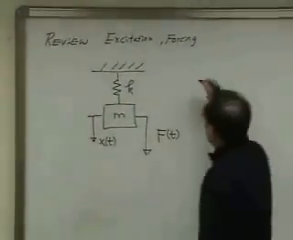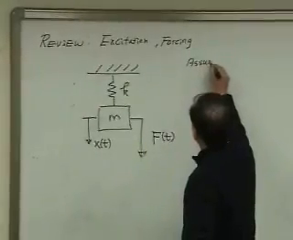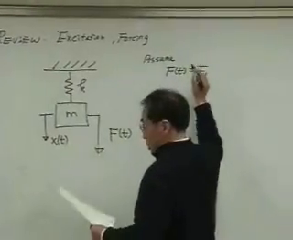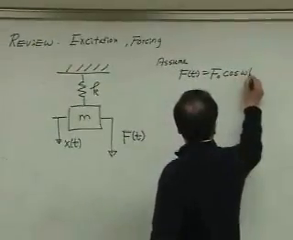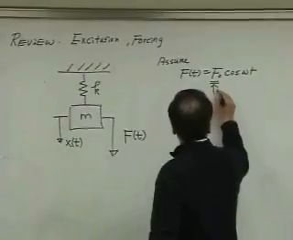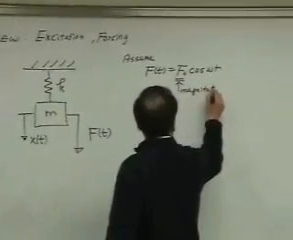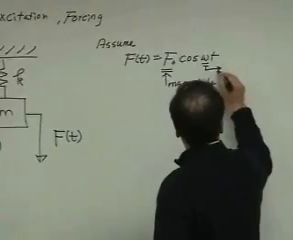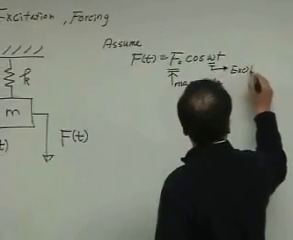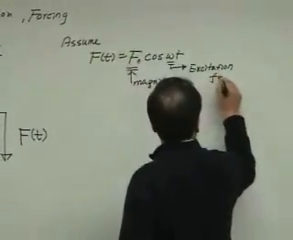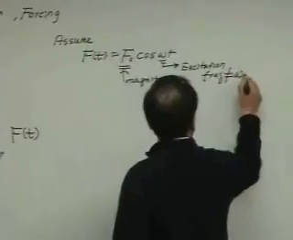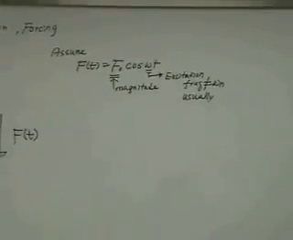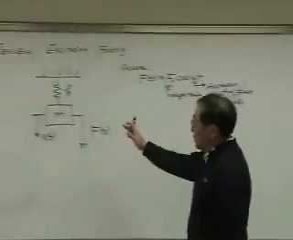Okay? And we assume that f of t can be written as f0 cosine omega t. f0 is the magnitude of excitation, and omega is the excitation frequency, which is not the same as omega n usually.